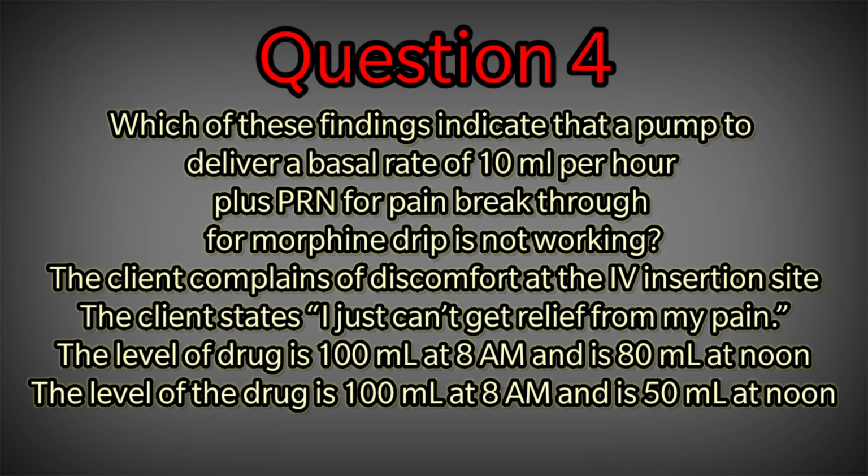Question number 4. Which of these findings indicate that a pump to deliver a basal rate of 10 ml per hour plus PRN for pain breakthrough for a morphine drip is not working? Option number 1. The client complains of discomfort at the IV insertion site. Option number 2. The client states, "I just can't get relief from my pain." Option number 3. The level of drug is 100 ml at 8 am and 80 ml at noon. Option number 4. The level of the drug is 100 ml at 8 am and 50 ml at noon.